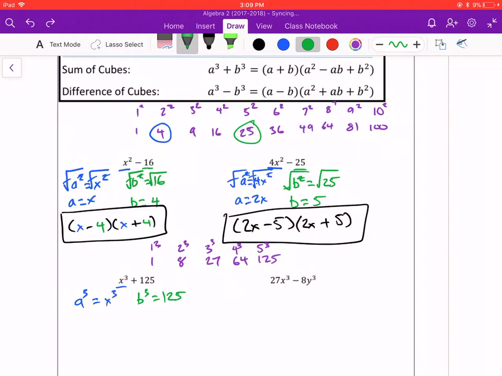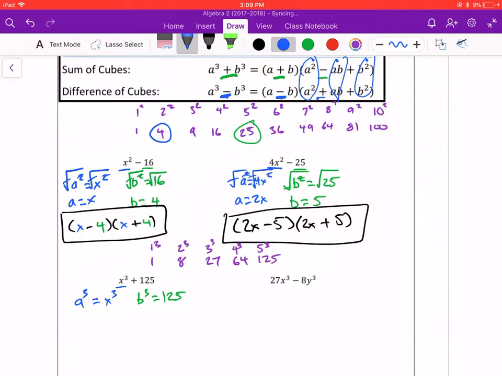The setup is a little different. If you're adding cubes, you do a plus b, but then in your second parentheses, it's not just a minus b, it's going to be a squared minus a times b plus b squared. Notice how it's plus and then minus. With difference of cubes, when you subtract, you do a minus in the first one and a plus in the other one. That's the real difference, but it's always a squared, ab, b squared.